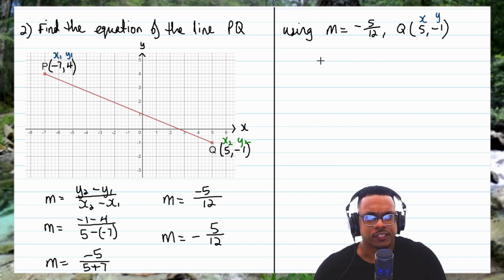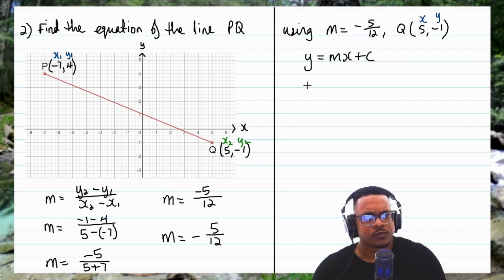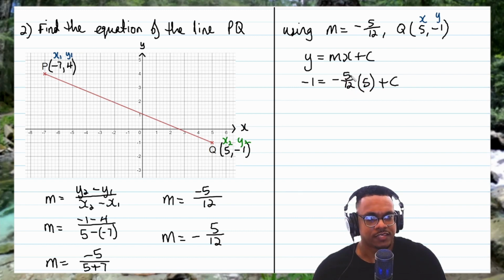So remember, this 5 would be X and this -1 would be Y. I'll write out the format for the equation of a straight line, which is y = mx + c. And we replace the y with -1, replace the m with -5/12, and replace the x with this 5. So I'll have y, which is -1, is equal to m, which is -5/12, times x, which is 5, plus c. Now this -5/12 times 5 means -5/12 multiplied by 5/1. So you'll have -1 is equal to -5/12 multiplied by 5/1 plus c.